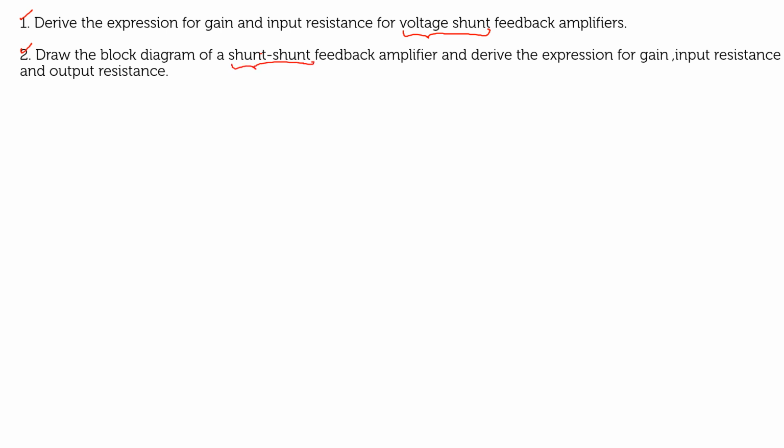Okay, so in the case of voltage shunt feedback, the first parameter signifies the output parameter and the second parameter indicates the input. So output is your voltage. And what is your input? If the input is the shunt connection, your input is current. Okay, input is current.